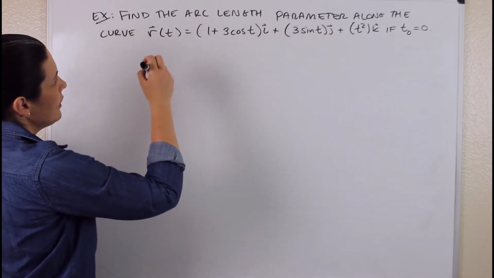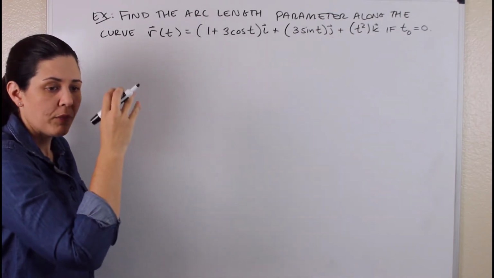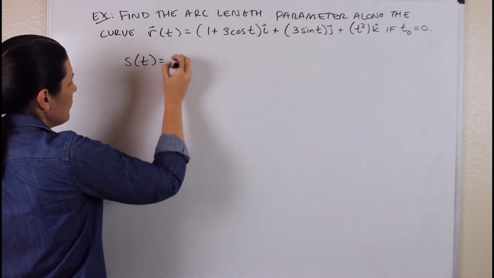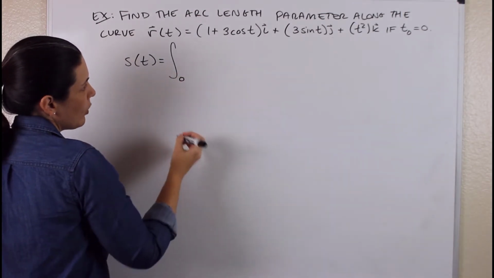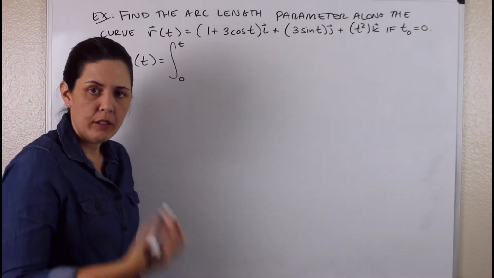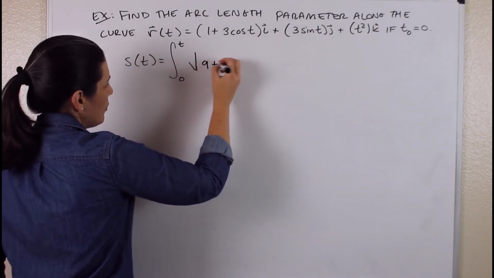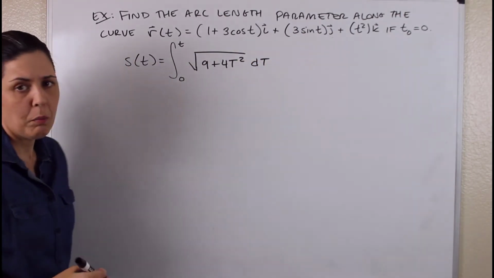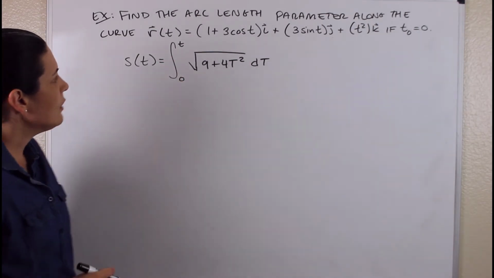So we need the arc length parameter. That formula required using the magnitude of the velocity, which we already found. So s of t is what we're asked about, and we know that it's the definite integral from t naught, which is 0, until t, of the magnitude of the velocity vector function, which we figured out was square root of 9 plus 4t squared dt. I'm using capital T just because I'm eventually going to plug in little t. All right, so how do we integrate this?